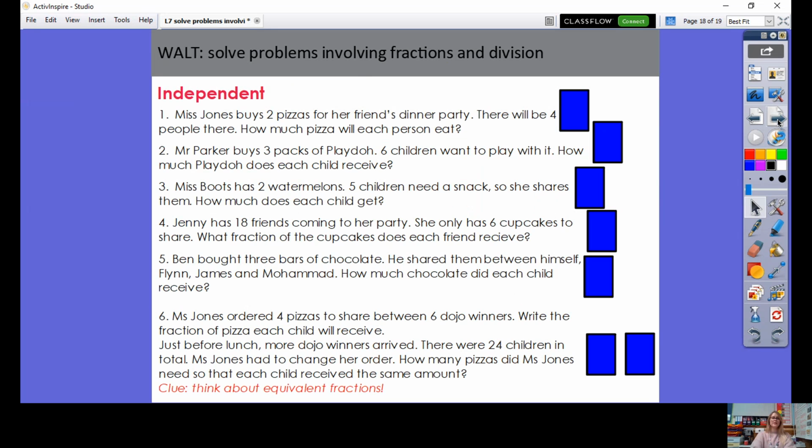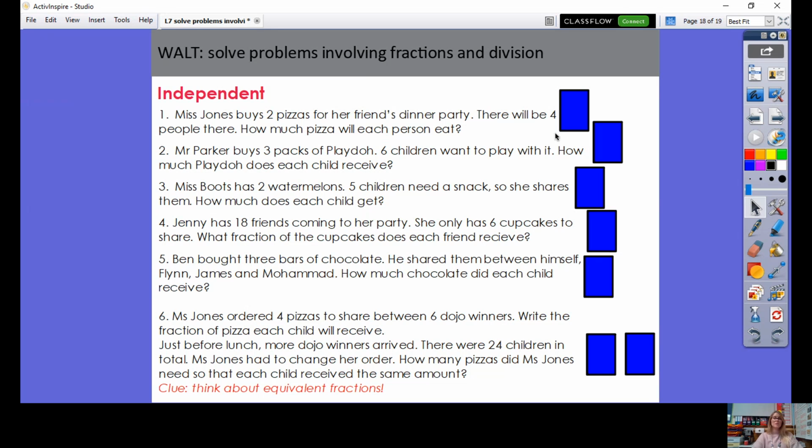Okay, so what you are going to do now, remembering that my whole, the number of pizzas or parts that are being shared out is on the top, and then how many people would be my denominator. So remember that to help you. I would like you to read through each question and have a go at writing the fraction that it is representing. When you are ready, come back, unpause the video, and then we're going to go through the questions together.